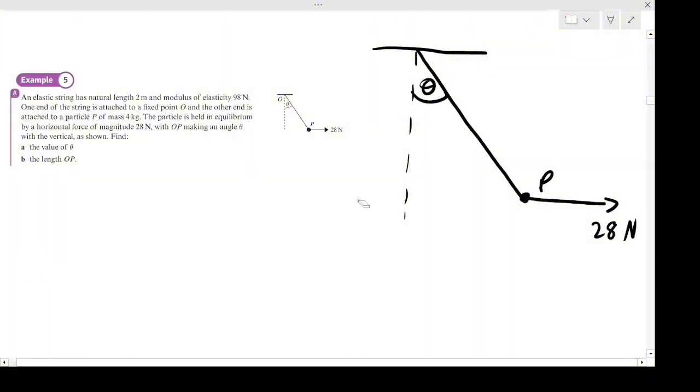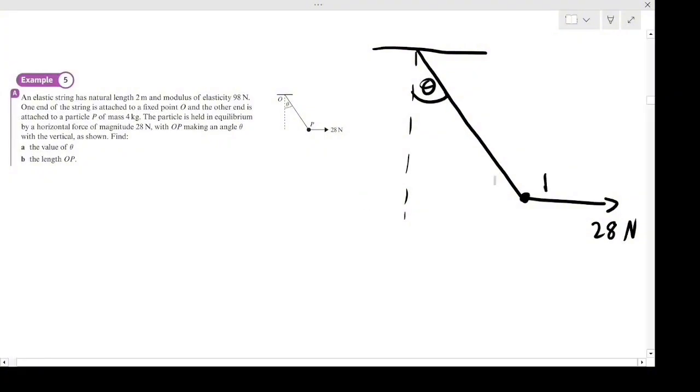Now, what's happening here is, this is my string here, and this is my fixed point of the string. But you can see the difference with this example compared to the others is it's not completely vertical, so it's not hanging straight down. It's at an angle, right? So we can do pretty much the same things, but we're going to need to split up the forces horizontally and vertically.